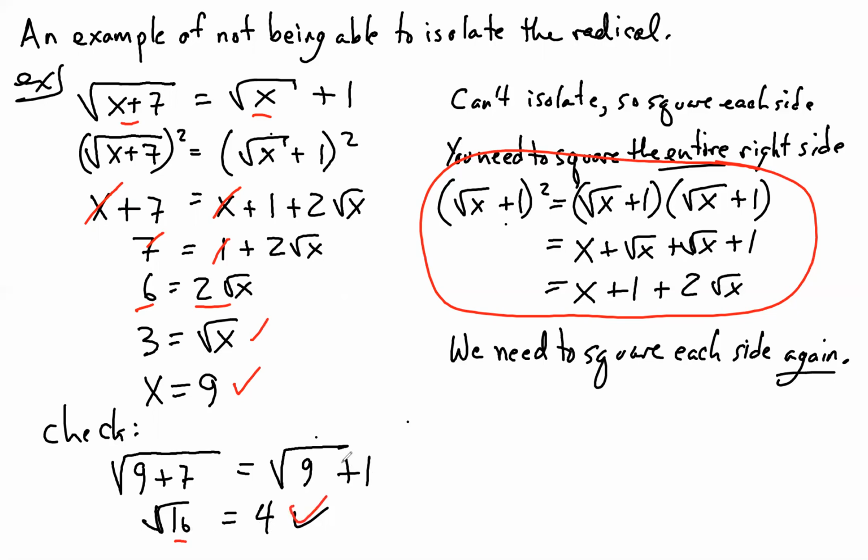Notice, though, I had to square each side twice. I did it once here, and right there was my second time. That's because I had 2 radical signs, and I wasn't able to square each side to get rid of them because I had this plus 1 out there. So you can still do it, it just takes you a few more steps.